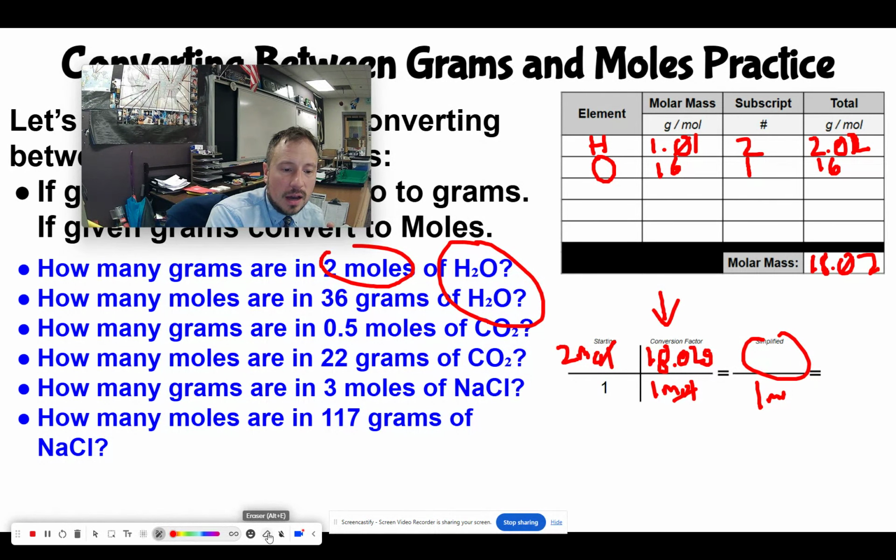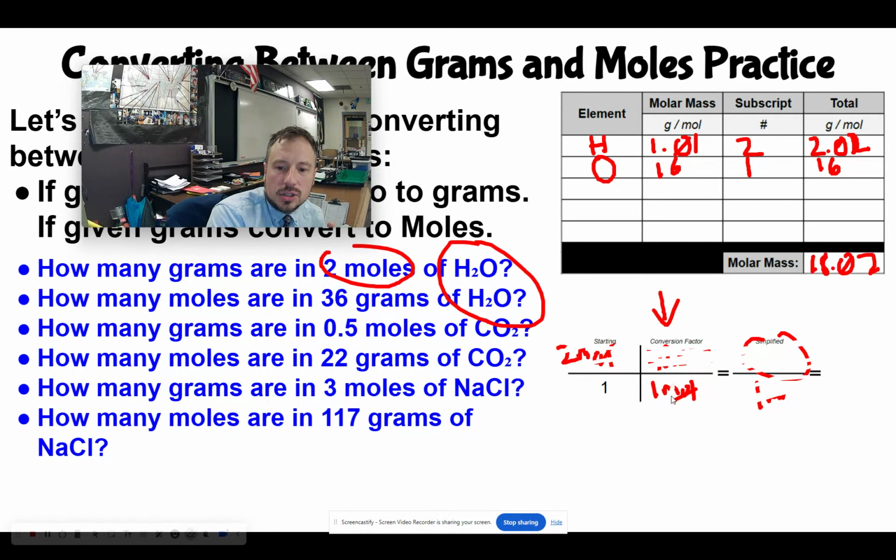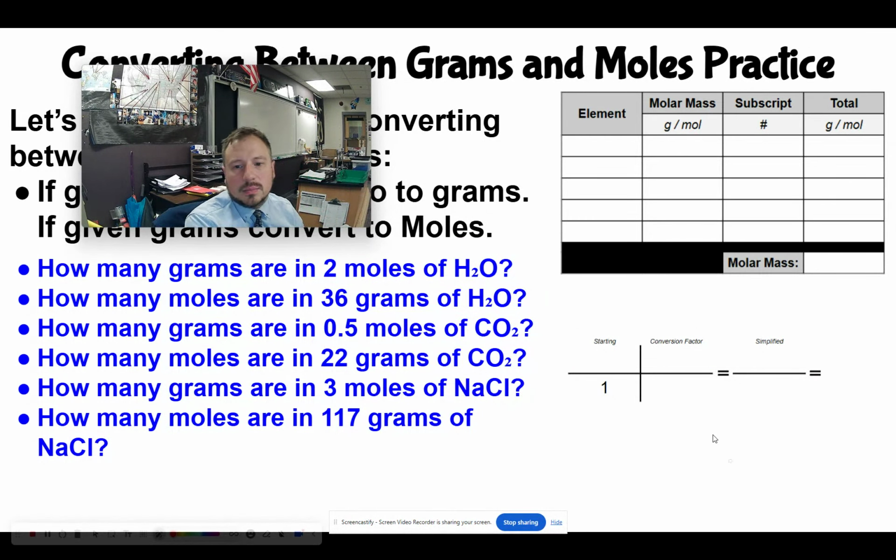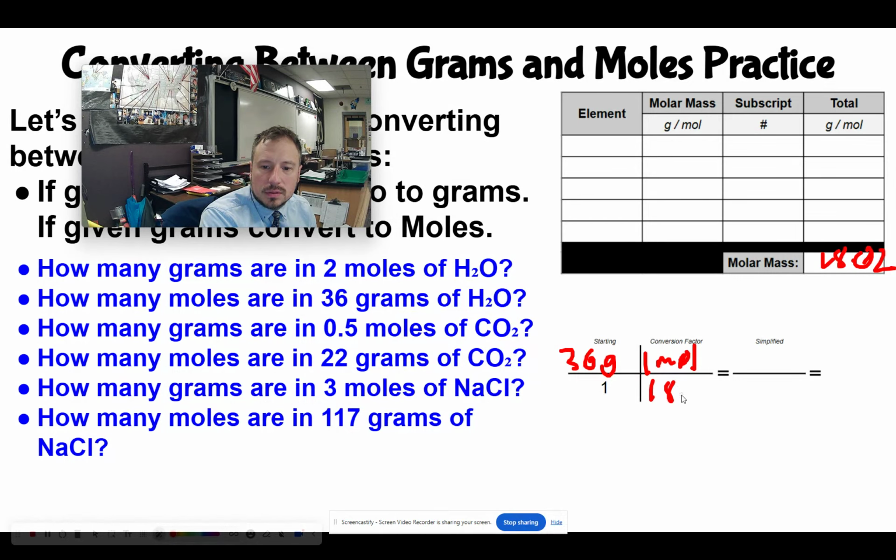Now I'll just show you how to set up that next one. Let me just erase everything, but we'll just remember that it's 18.02 grams. The next one is, well, I've got 36 grams, so I want grams on the bottom. So 1 mole of water is 18.02 grams. The grams cancel out. You multiply, cross, divide. I'm going to be left with moles. That's how you set these up.